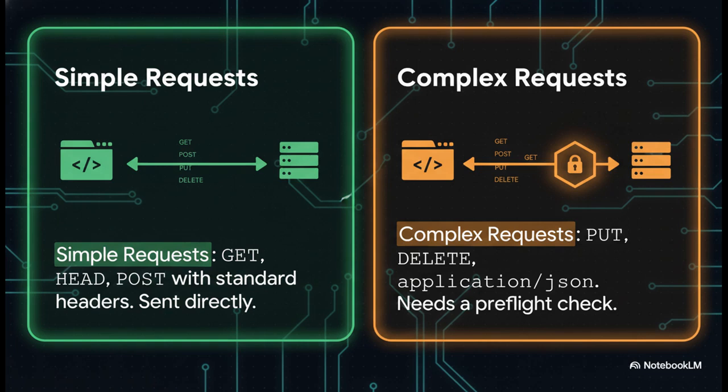Now, here's an important detail. CORS doesn't treat all requests the same. It kind of divides them into two camps. You've got your simple requests, things like basic GETs or old-school form posts that are considered pretty safe and can be sent directly. But then you have complex requests. These are the ones that could actually change data on the server, like PUT or DELETE, or use things like custom headers or send JSON. And these require an extra step.